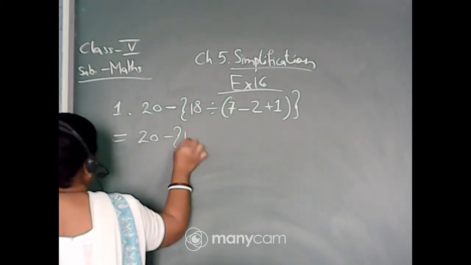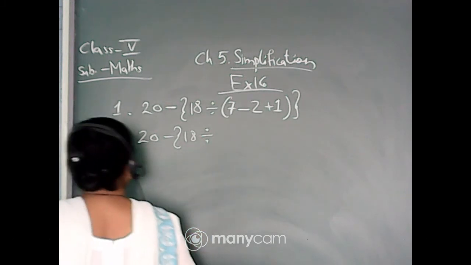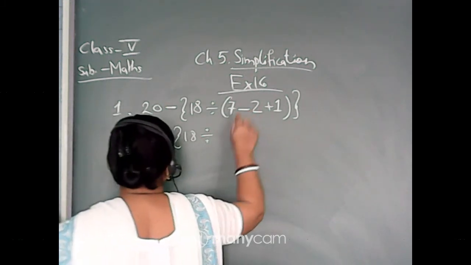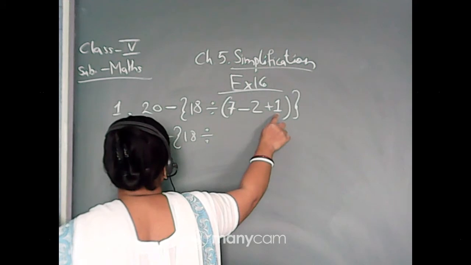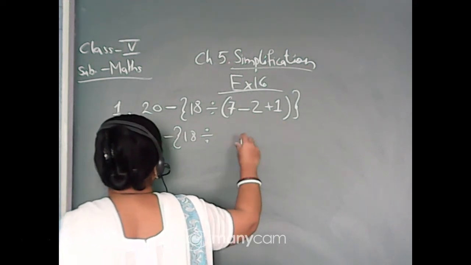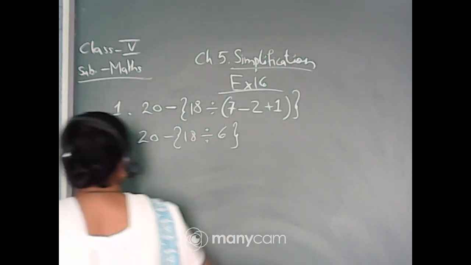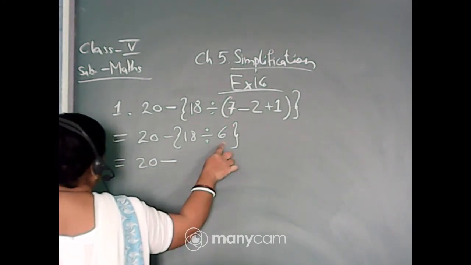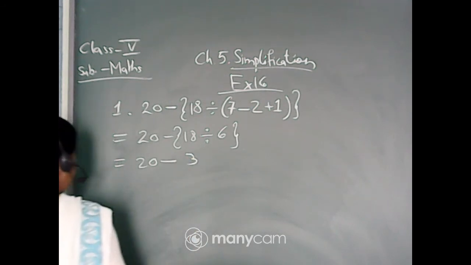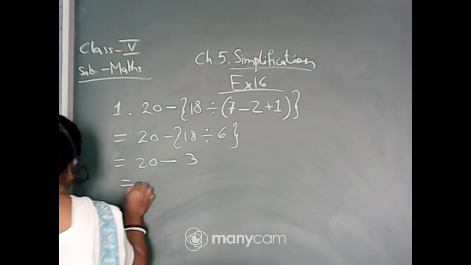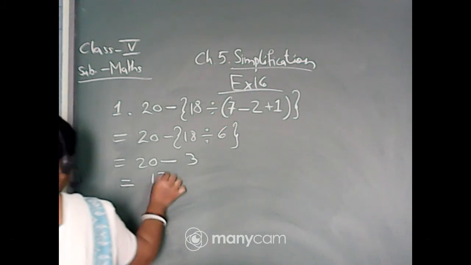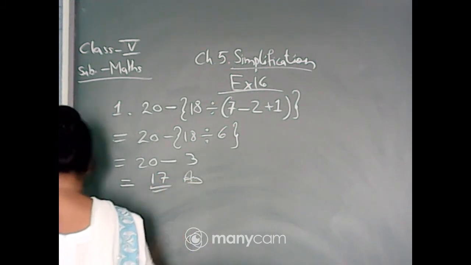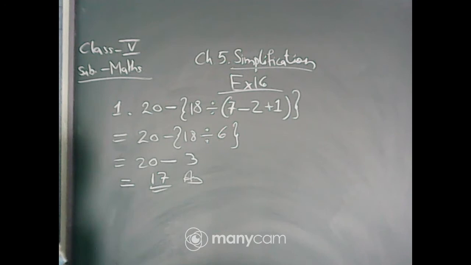20 minus 18 divided by, first of all you will solve this small bracket, isn't it? So 7 plus 1, 8, 8 minus 2, 6. So curly bracket is solved, small bracket is solved. Now to solve the curly one, 18 divided by 6 is 3, and 20 minus 3, we are getting 17 as answer. This way you will solve the brackets. Okay, one more we will do.